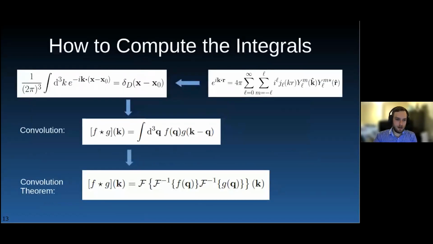So we expand the delta functions by first writing them in terms of this integral over a complex exponential. And then we insert the plane wave expansion here for the complex exponential. And once we do that, with some work, we can recognize that the integrals are actually convolutions, and then use the convolution theorem to turn this into a problem of taking a sequence of Fourier transforms and get rid of this k minus q shift.